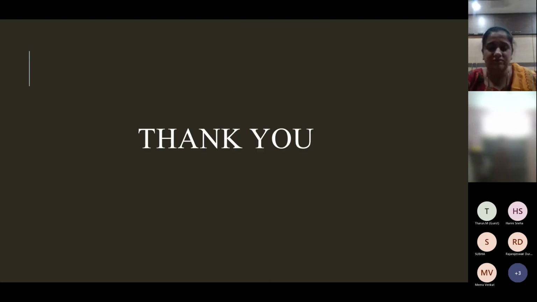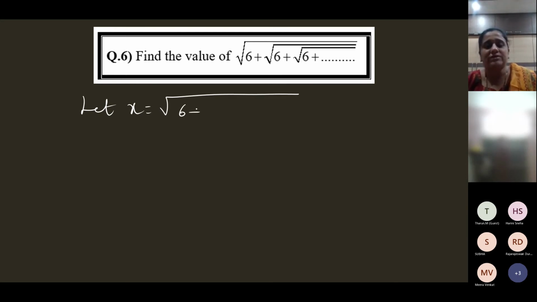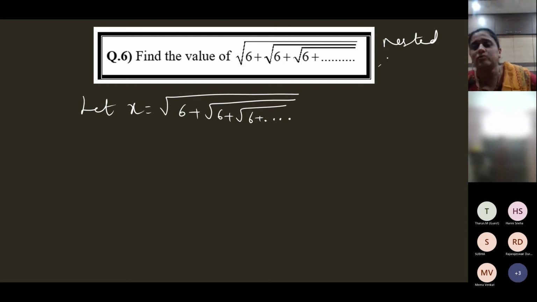Okay, let's do something easy like this here. Now look at this. Find the value of the expression given there. All right. So we'll say let x be equal to square root of 6 plus square root of 6 plus square root of 6 plus, it goes on like that. It's a nested square root.